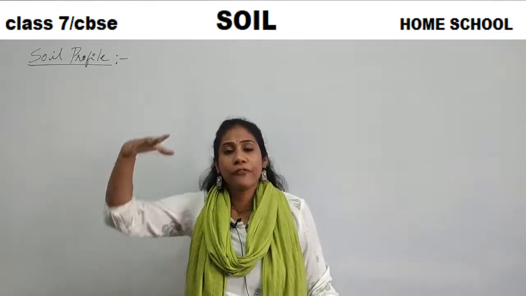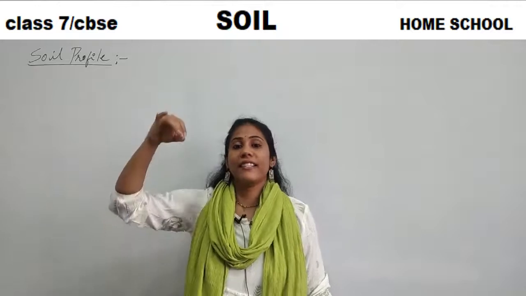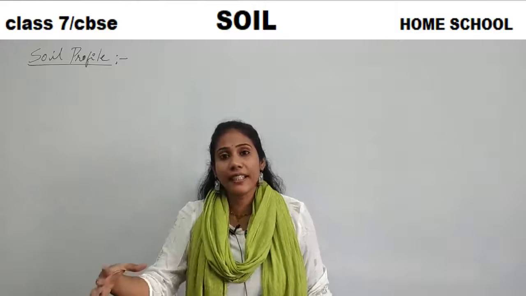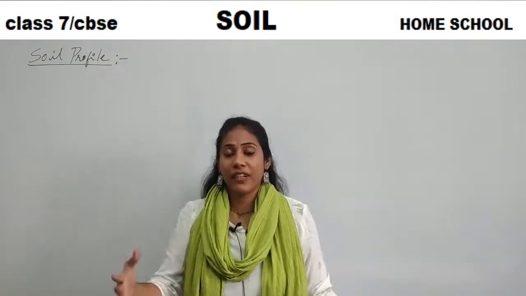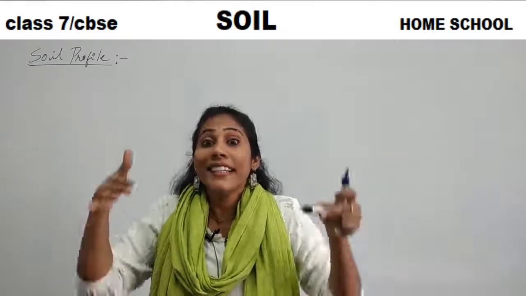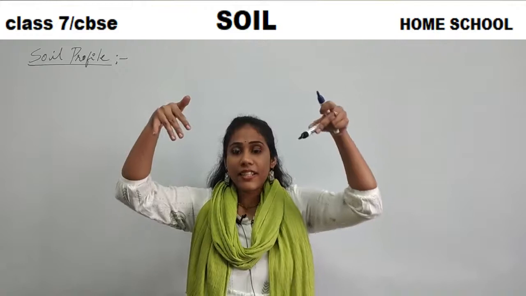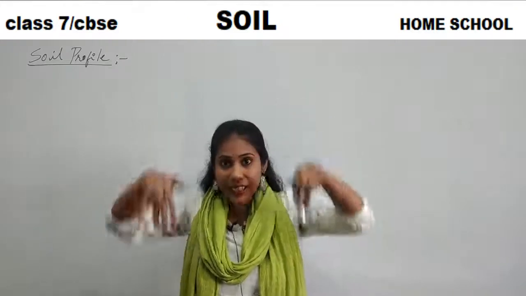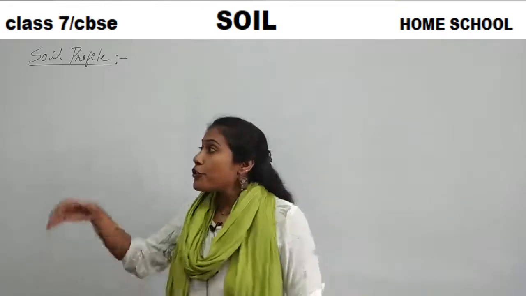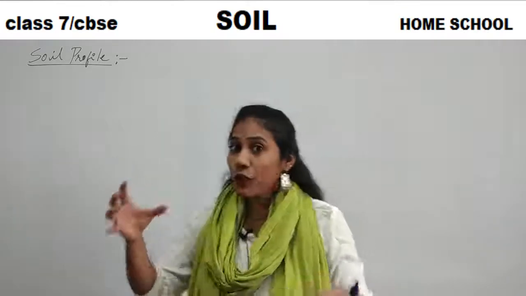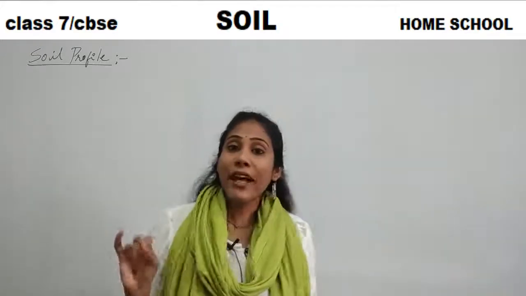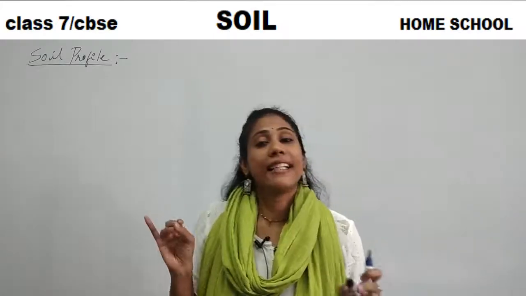Each layer is different in its color, its texture, and its properties. In every case, the layer is different. These layers that you see in a vertical section, when you dig the earth vertically like this, those layers that you observe are called the soil profile. Clear? About each and every layer we are studying in this class.